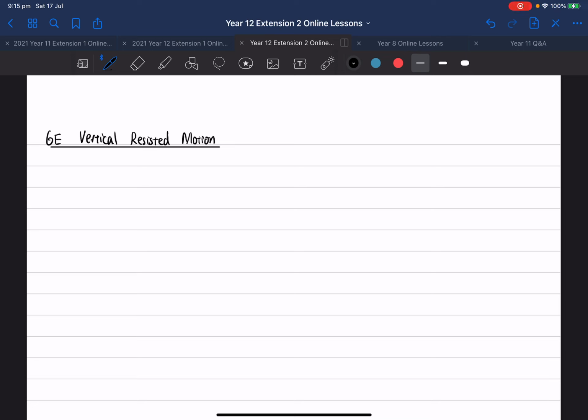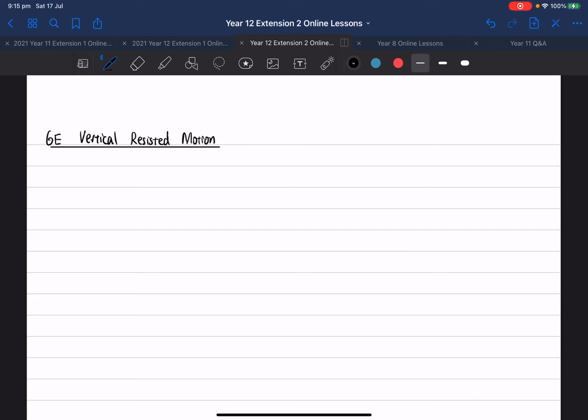Okay, so today's lesson we're going to do exercise 6E, the vertical resisted motion. I'm going to divide this lesson into two parts, like the previous one, the horizontal resisted motion, in part 1 and part 2, just because there is quite a lot of content we need to talk about, and it will take a long time to actually go through some of the exercise questions.